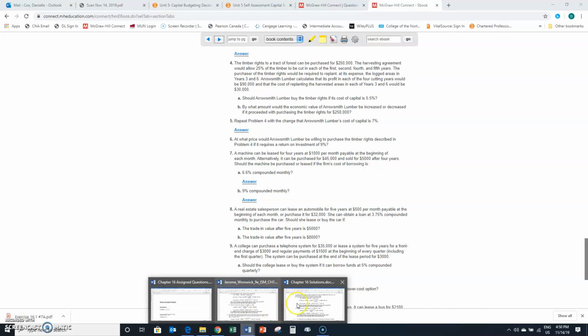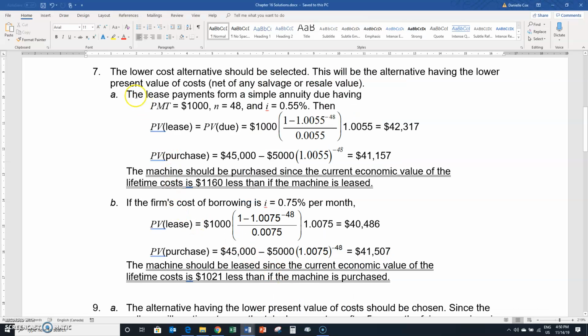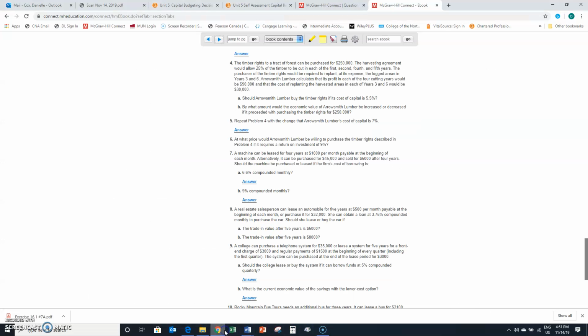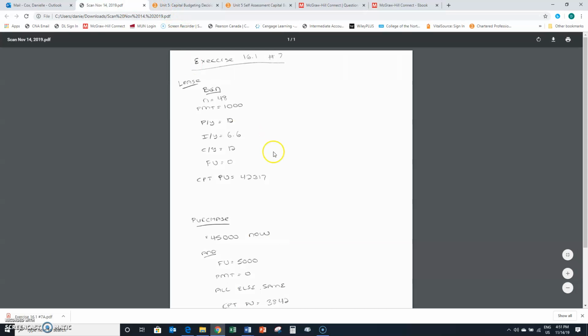So the solution I have posted shows what we do formula-wise. We work out the present value of the lease, and you work out the present value of the purchase. I'm also posting the solution, here we go, by calculator. Now I'm only posting just part A. You can do the exact same steps for part B with a different interest rate.